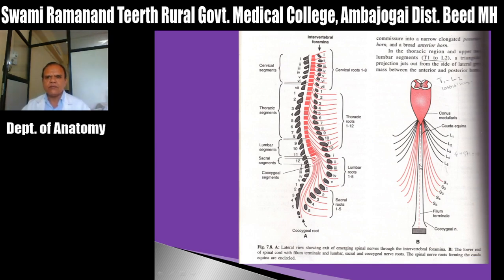Okay, right from L1, this is about the cauda equina. Equina means horse, cauda means tail, horse tail. The bunch of nerves looks like a horse tail, called cauda equina. Now we see the spinal nerves.